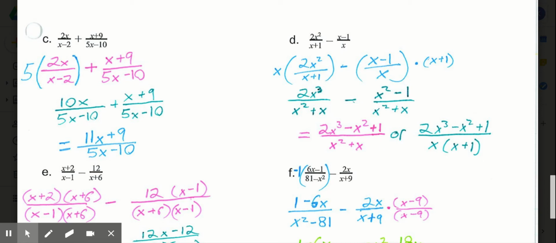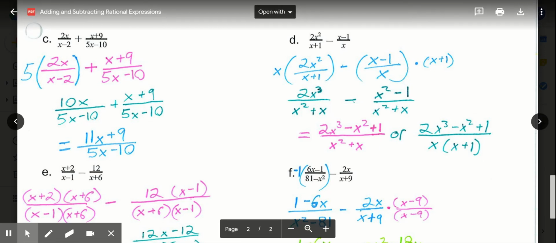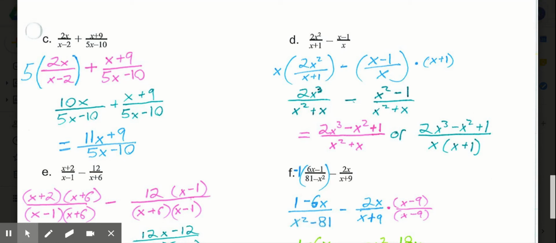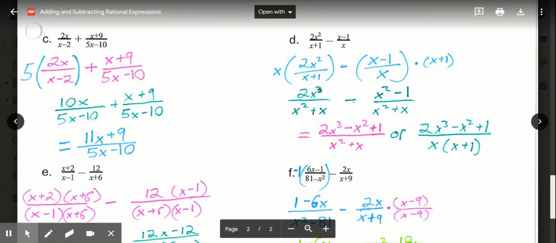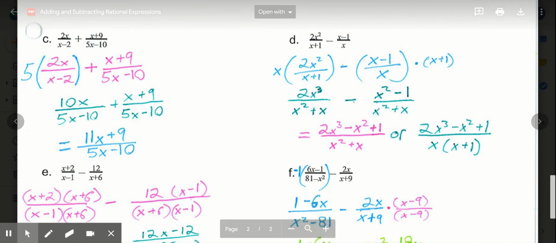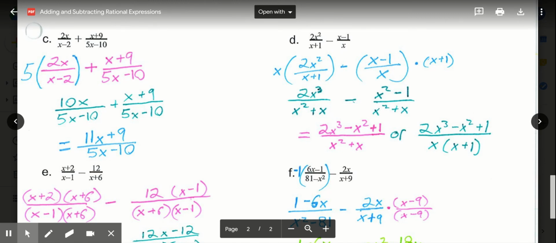So this answer would be perfectly acceptable, or you could on bottom technically factor out the x and write it as x times x plus 1. So either answer here would be good. We cannot simplify anything between the numerator and denominator.